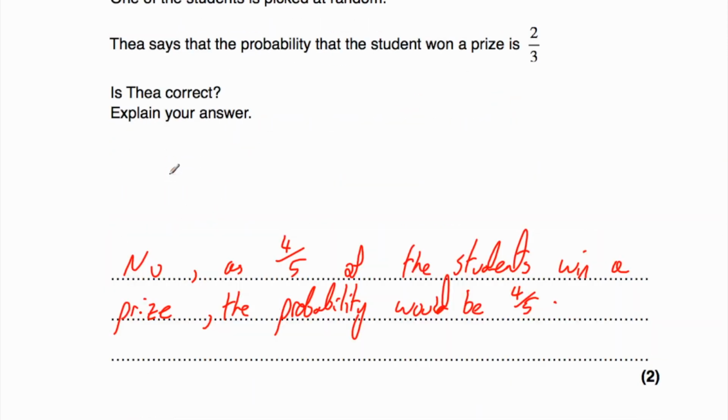So let's write that down. So is Fia correct? No. As 4/5 of the students win a prize, the probability would be 4/5, not 2/3. Okay, let's have a look at our next question.